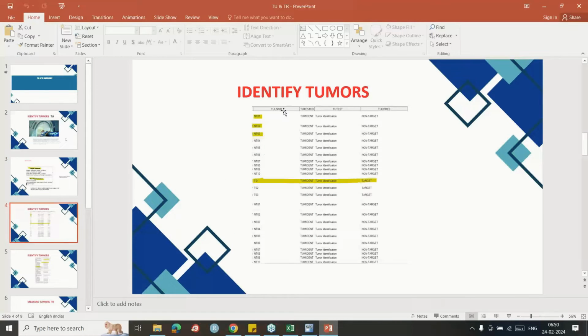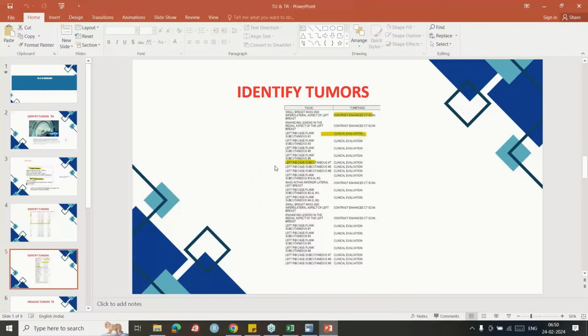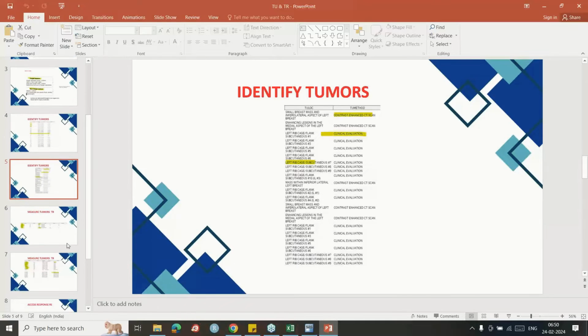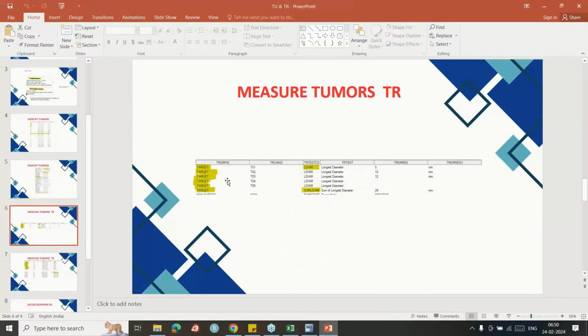So whether the numbering we have to give, and the TU places, whether it is targeted or non-targeted, and which method we are using, and location, we have to include in the TU domain. So next, coming to the responses, that is called measurement. So we need to measure that one, right? The measurement related information you can find in the TR domain, okay, the tumor response related domain.